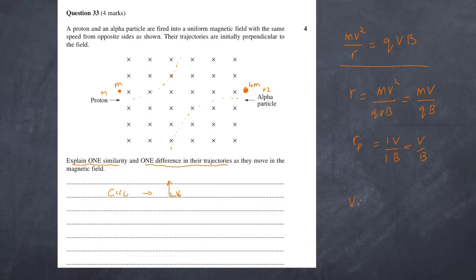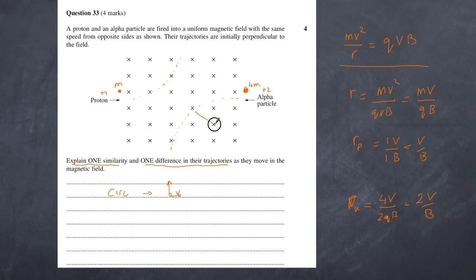But what about the alpha particle? Well, the alpha particle has a mass of 4m, so what we have here is 4 times v, but the charge here is going to be equal to 2qb. Now that q's gone, what we get is 2v over b. This is an r, by the way. So in other words, its radius is twice as big as that of the proton.